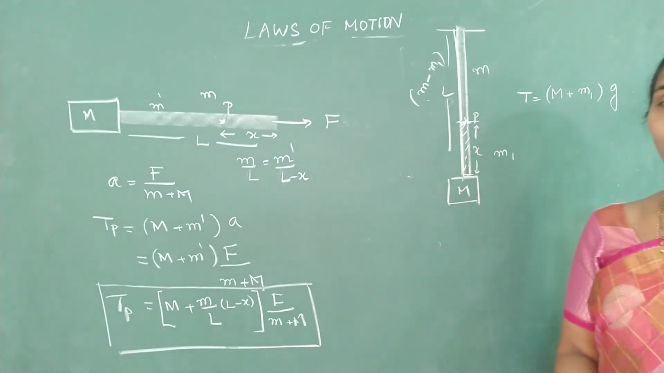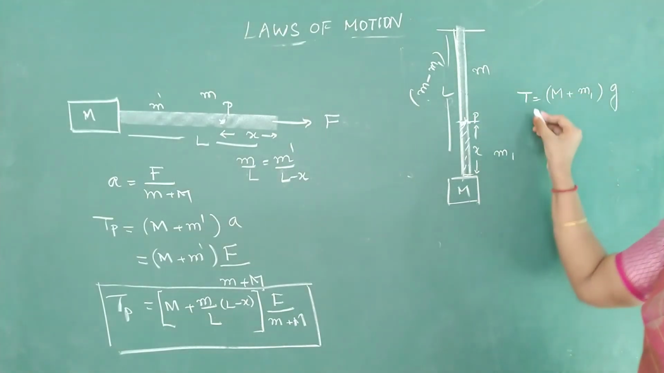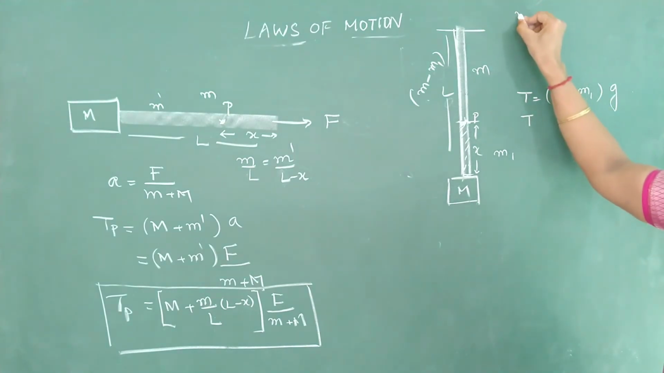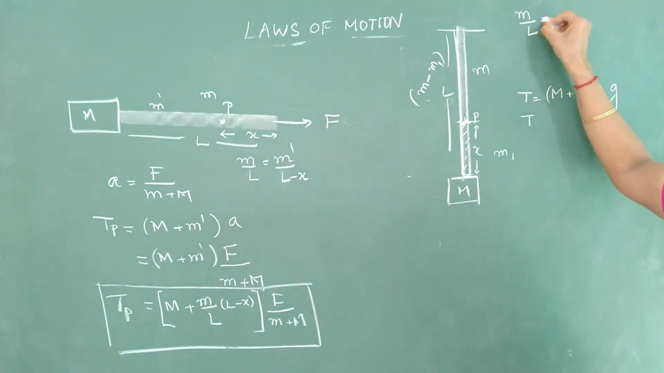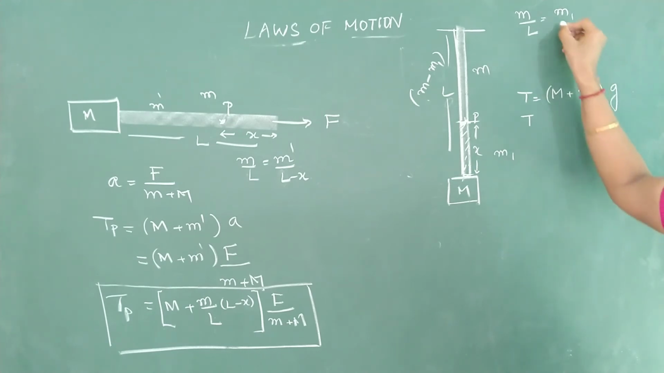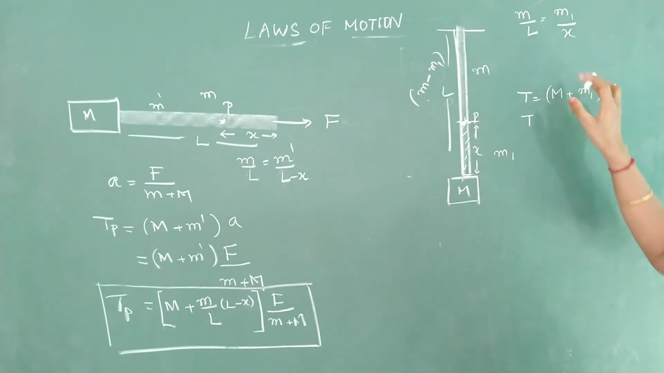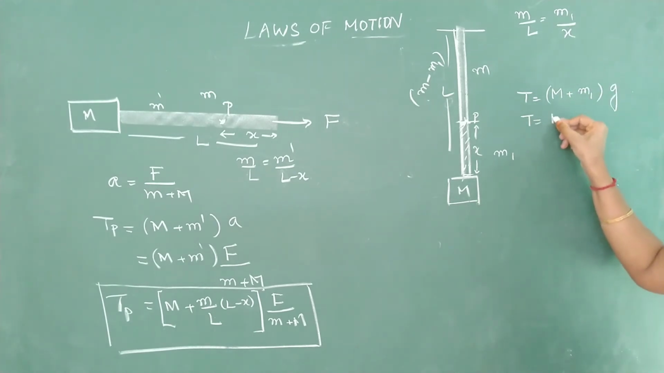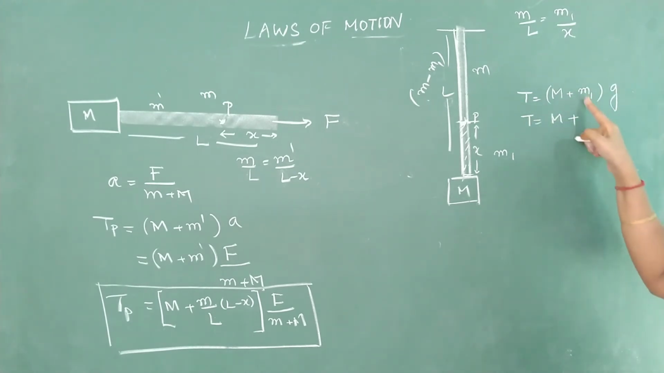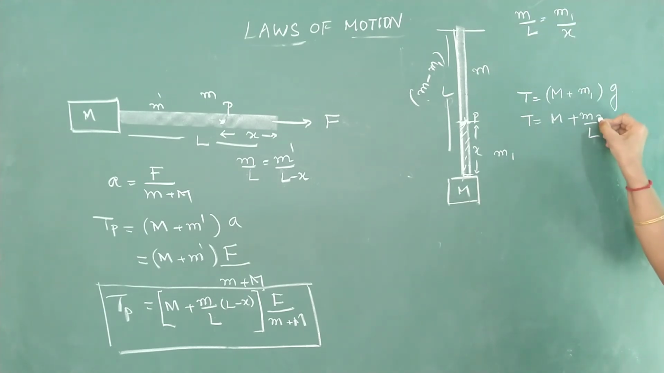Okay, it is freely suspended. It is not accelerating. Then find out what is the value of M1. Total mass by total length should be M1 divided by x, because length of M1 is only x. Substitute it. Capital M plus M1 is capital M plus m by L into x, multiplied with what?